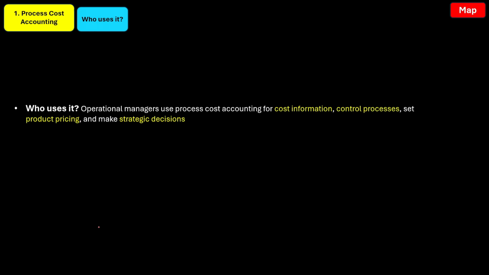So who uses process cost accounting and why do we care about it? Operational managers use process cost accounting for cost information, to control processes, set product pricing, and make strategic decisions. These are figured out after creating your process cost report. So once you've created your process cost report, you can find and look at the cost information. You can see if we need to control processes or not. We can see if we need to change product pricing, and we can also see any strategic decisions with our processes.